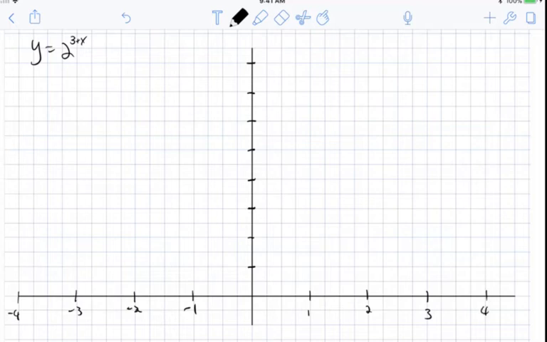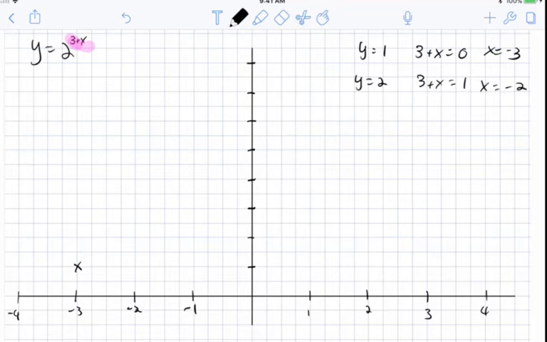Okay, so I want to ask myself about this term. We know that y is equal to 1 when 3 plus x is equal to 0, so that's x equal to minus 3. So at x equal to minus 3, y is equal to 1. And then y is going to be equal to 2 when 3 plus x is equal to 1. So that's at x equal to minus 2. So that's right here.